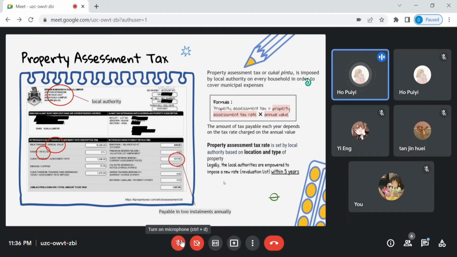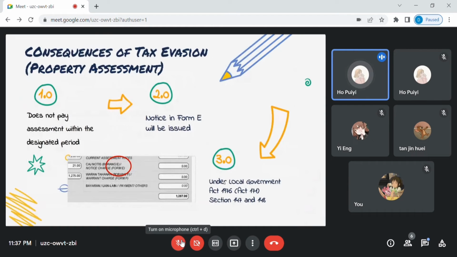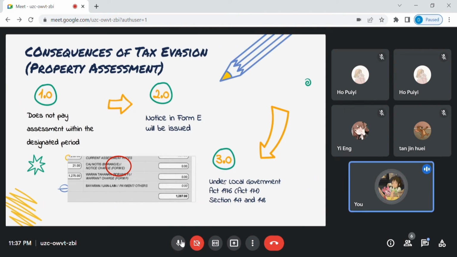Next, let's welcome Jing to explain about the consequences of tax evasion on property assessment. The consequences of tax evasion based on property assessment are: if the party does not pay assessment within the designated period, the notice in Form E will be issued. As you can see on the slide, that's the Form E, which will be under Local Government Act 1976, Section 147 and 148.